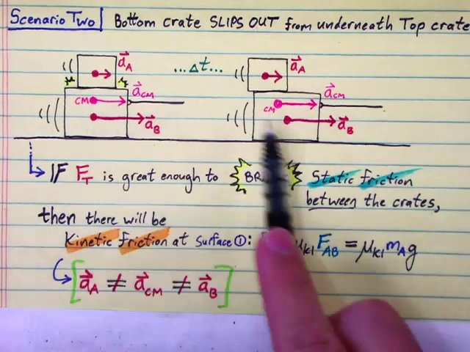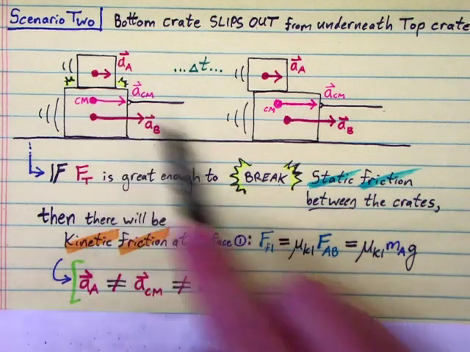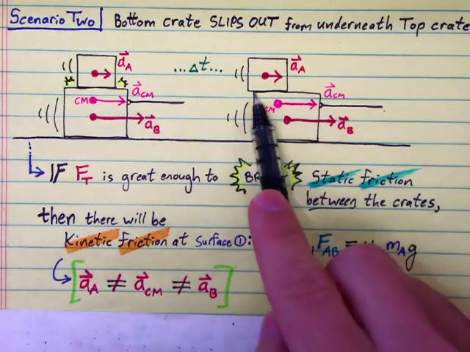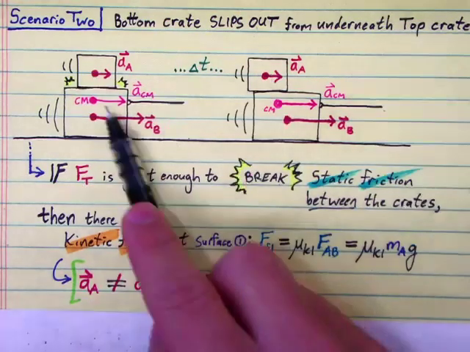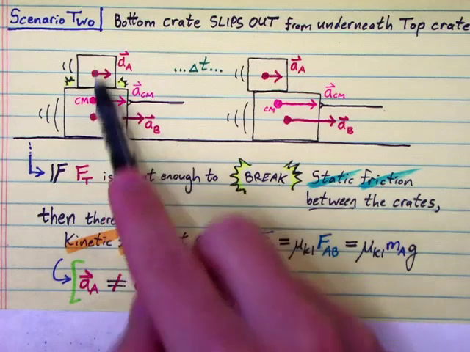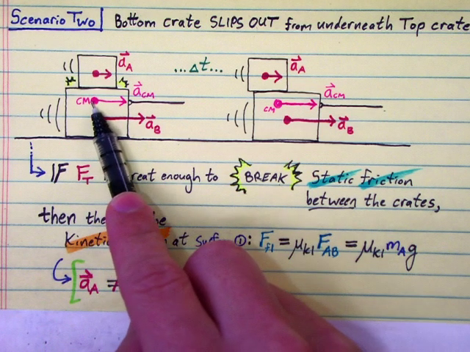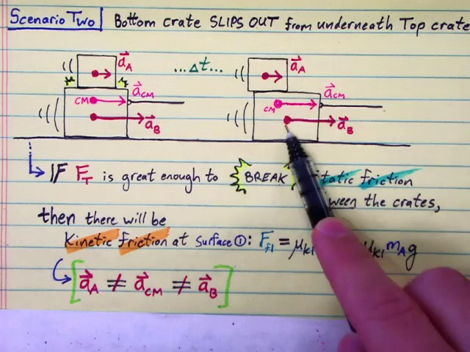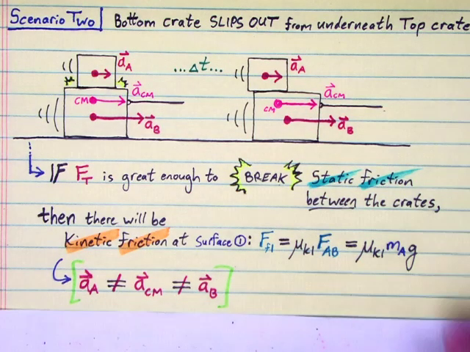So if here's one moment and here are the crates a short time later, we can see that if they have these three different accelerations, then crate B will have moved farther than crate A in that time. And the center of mass, that imaginary point in between the centers of mass of the two blocks, that imaginary center of mass for the system, has also accelerated and is at a different location. So we have three different accelerations we could potentially find. Let's do so.